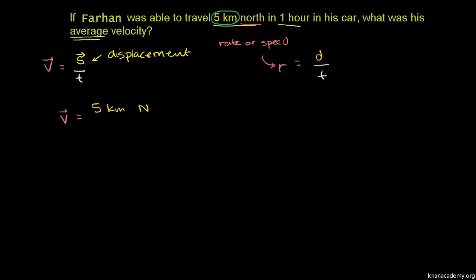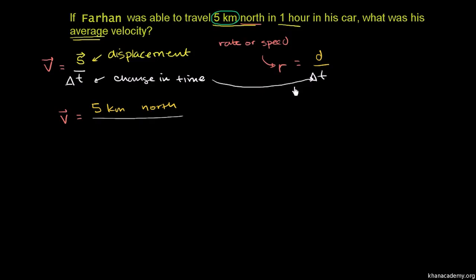I'll write it out: 5 kilometers north, over the amount of time it took him. And let me make it clear, this is change in time. Sometimes you'll just see a T written there. Sometimes you'll see someone actually put this little triangle, the character delta, in front of it, which explicitly means change in. It looks like very fancy mathematics when you see that, but a triangle in front of something literally means change in. So this is change in time.